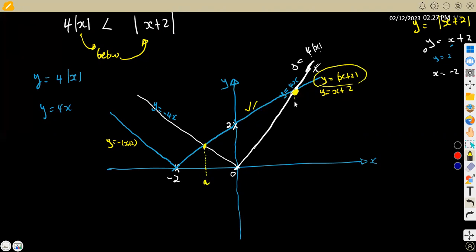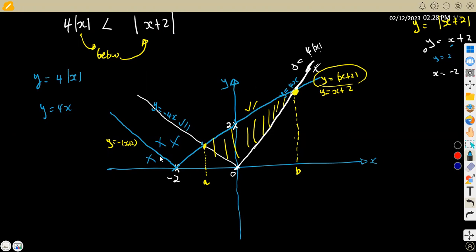Let's say this is A up to this point. Let's say this is B. So in between this region, the graph of 4 modulus of x is below the other graph. If we move on from this point, we can see that it's now above, on top of this graph. So there is no solution that we can have from this side.